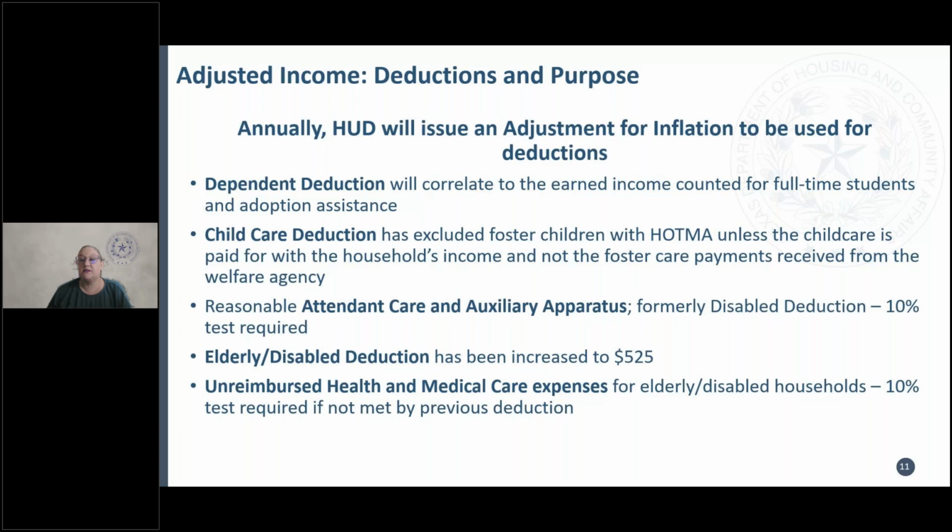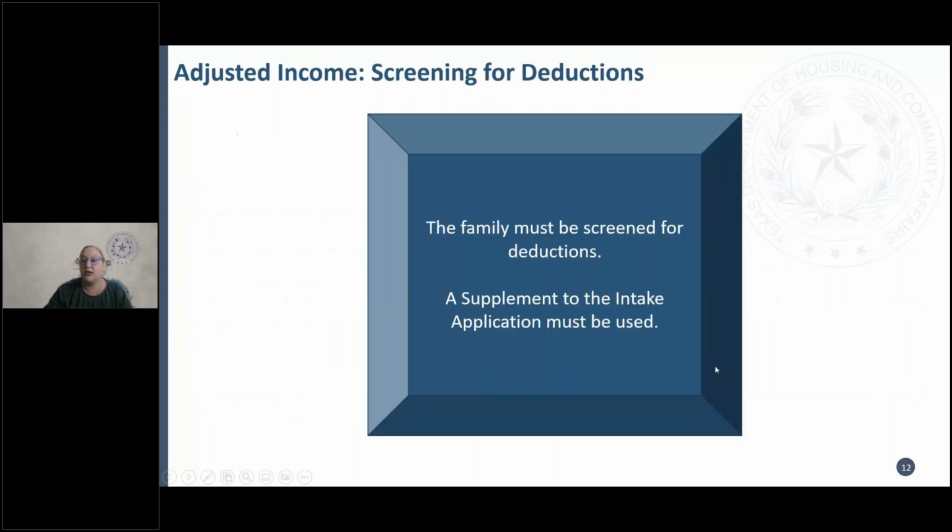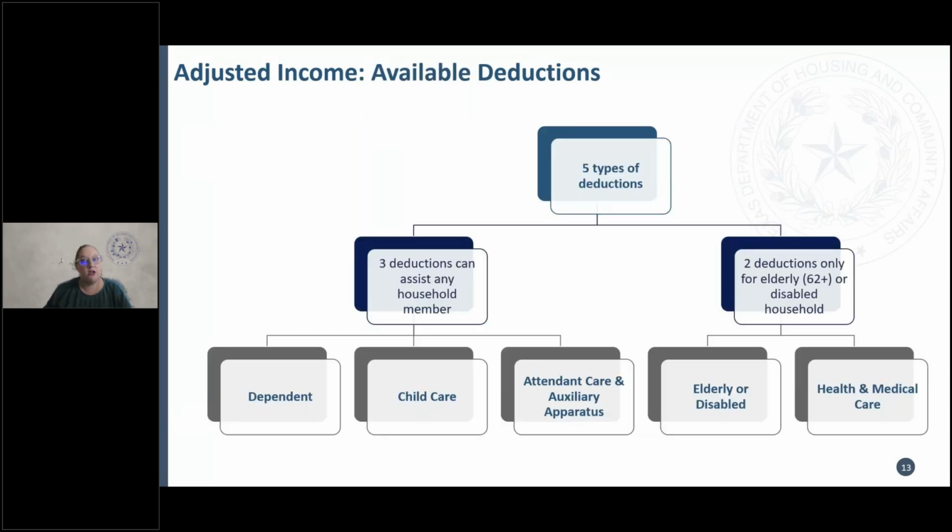Unreimbursed health and medical care expenses only are available to those elderly or disabled households. And if they haven't already met that 10% deduction from the attendant care deduction, they would have to then meet that with this attendant health care or unreimbursed health and medical care expenses deduction. And we're going to look at those two things in more detail. The family has to be screened for deductions, so a supplement to the intake application must be used. We have one on our website that you can use if you would like to. This is a flow chart with those 5 deductions in case you needed something that you could print and jog your memory as to who gets it and who doesn't.